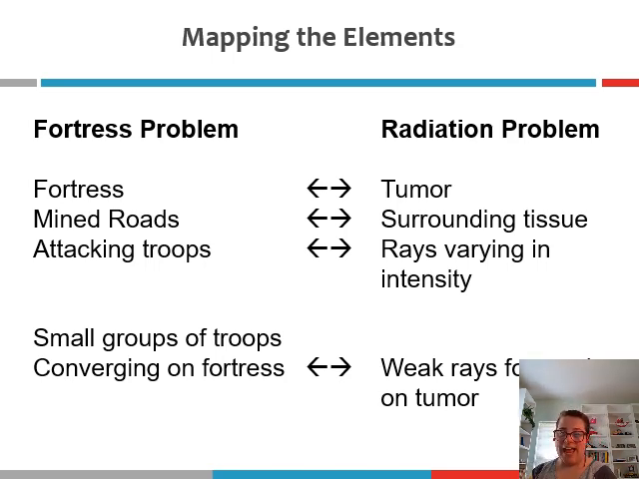And the attacking troops are that converging process: bringing many, many troops together down the mined roads, or bringing many, many low intensity rays together. The small groups of soldiers are going to converge upon the fortress, and the weak, low intensity rays are going to converge upon the center of the tumor.